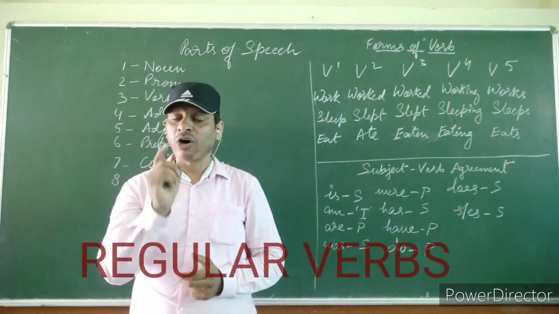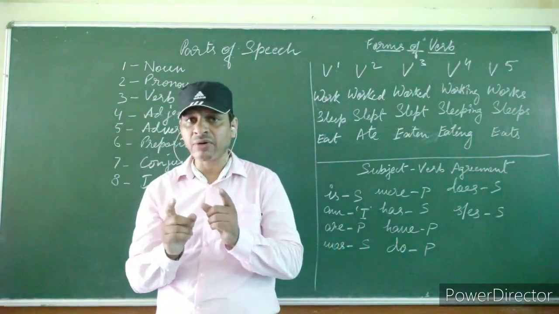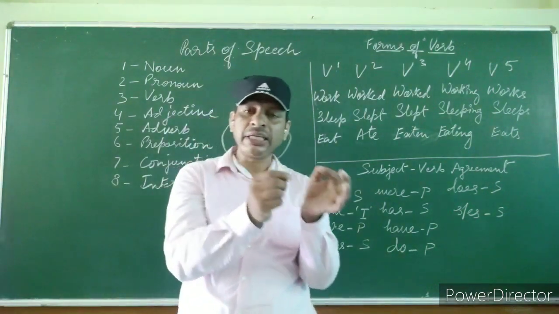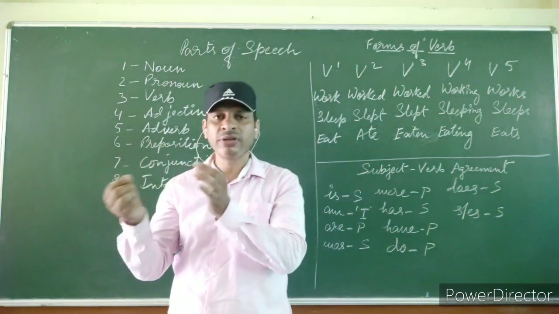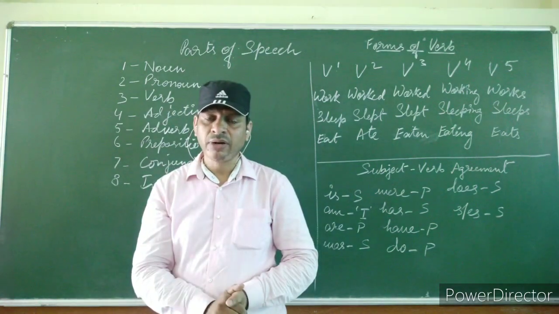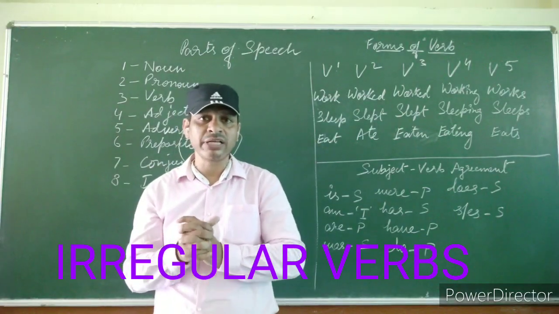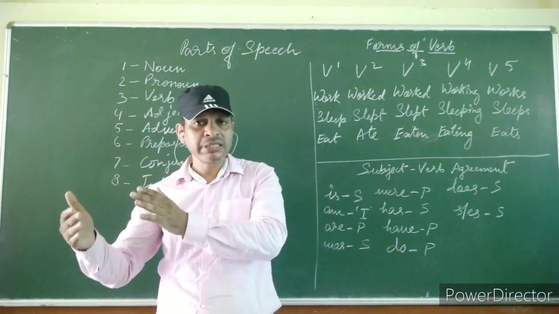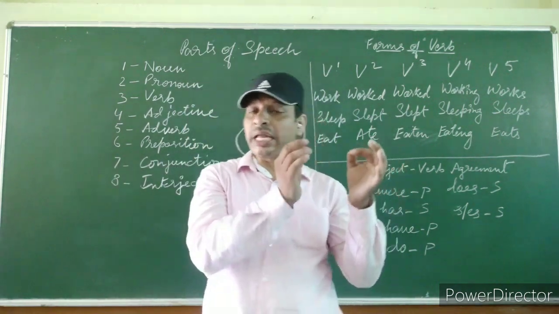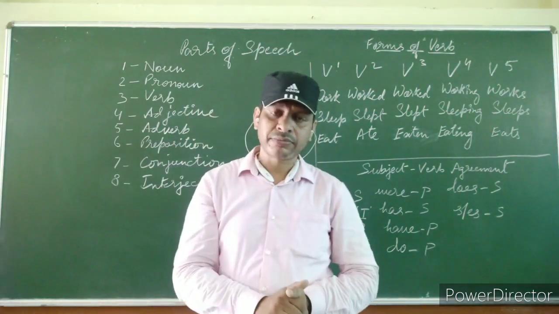Regular verbs are the common verbs in the English language that follow the simple pattern of adding D or ED at the end of the verb to form the past tense. And irregular verbs are common verbs in the English language that do not follow the simple system of adding D or ED to the end of the word to form the past tense.